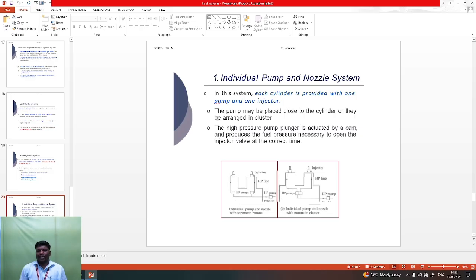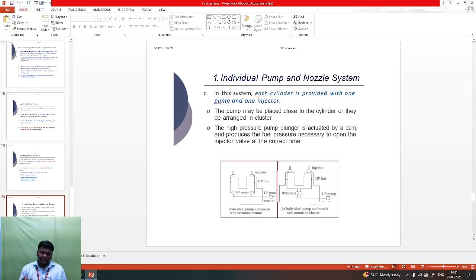In this system, for each injector and each cylinder we have a pump. Individual pump means for a single injector we have a single pump. If we have 2 injectors, we have 2 pumps. So for each and every injector there is an individual pump.